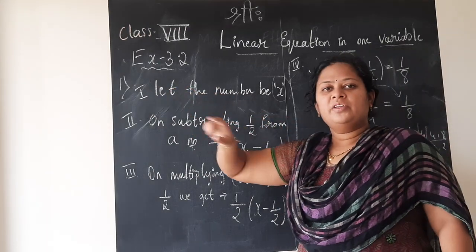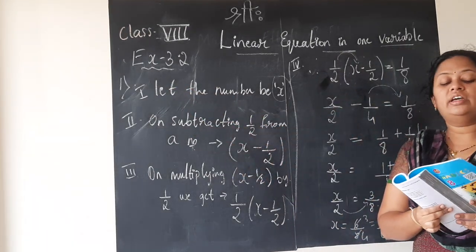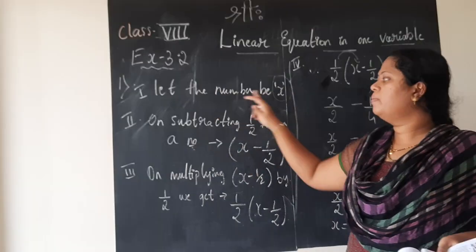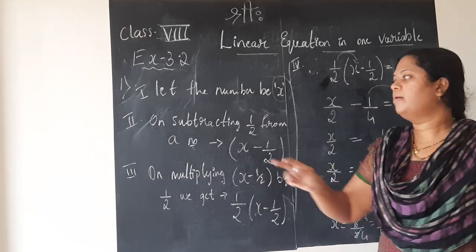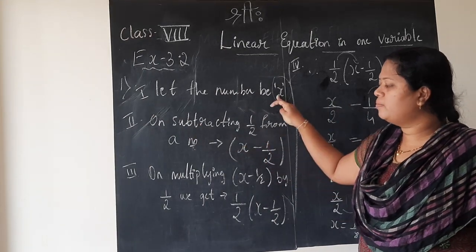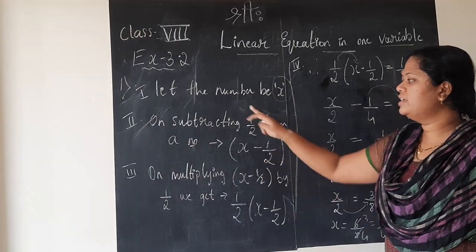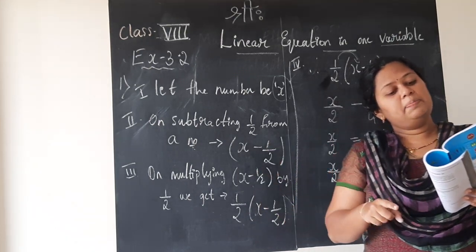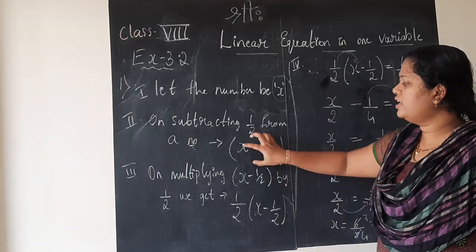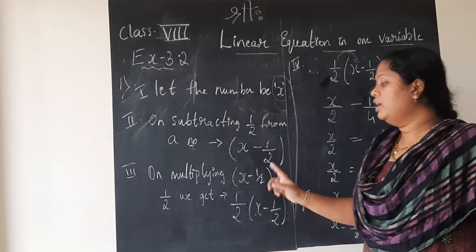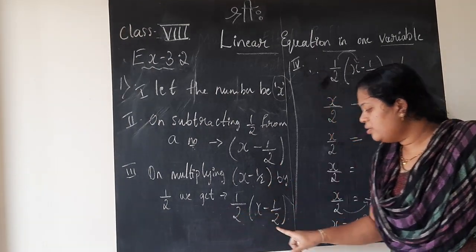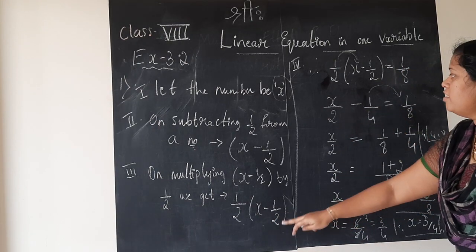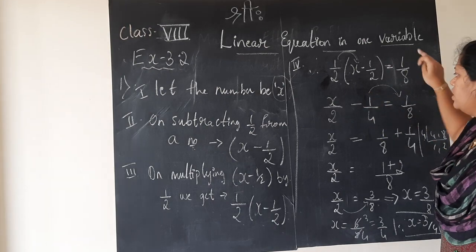The question was, if you subtract half from a number, so we didn't know what the number is, so we chose let the number be X. On subtracting half from a number means half should be subtracted from the number. What is the number we have chosen? X. X minus half we did in the second step. In the third step, next statement, multiplying the result by half. What is the result we got? X minus half is the result we got. So if you multiply that by half, it will become half into X minus half. You will get 1 by 8, they are telling. So half into X minus half, you will get 1 by 8 itself.